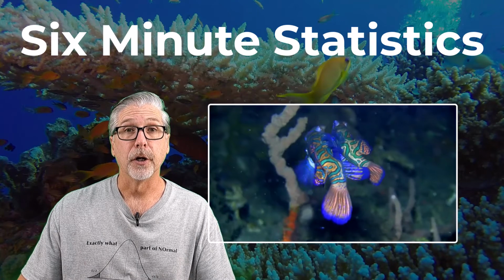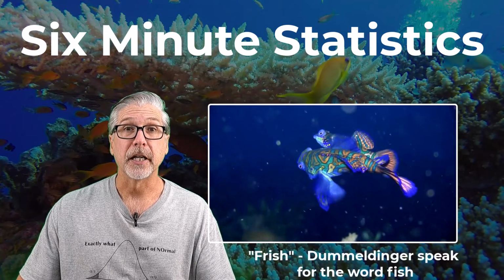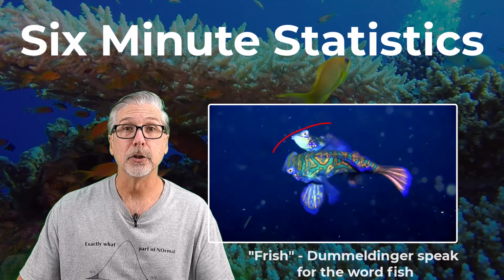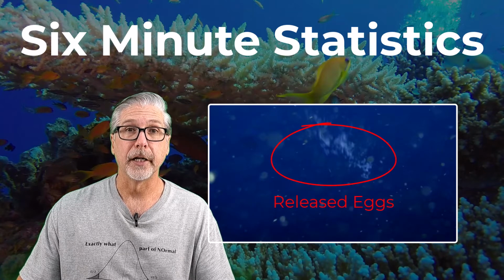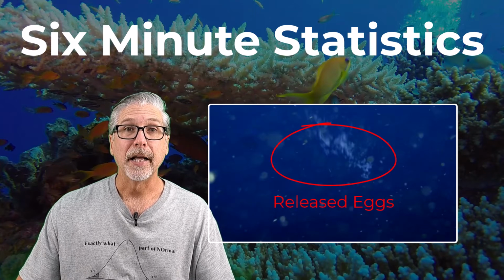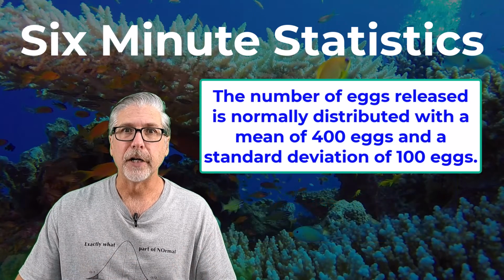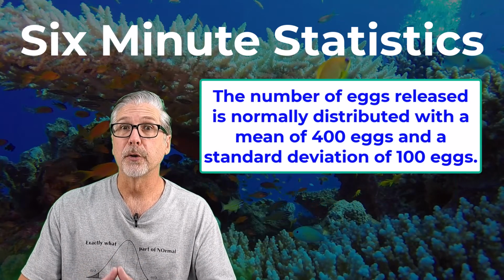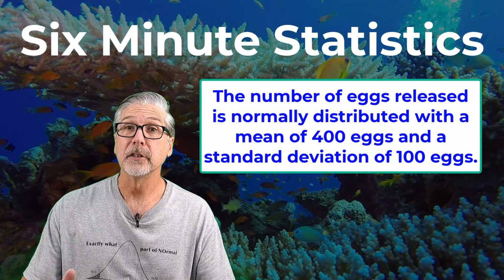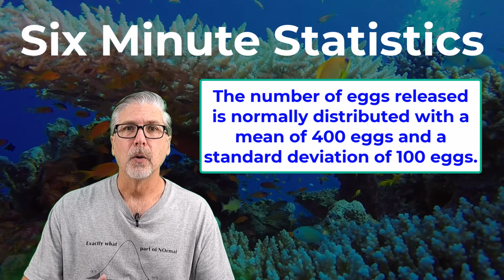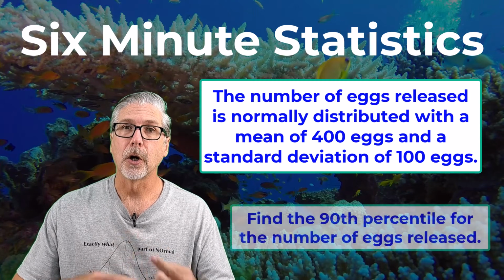In an earlier video, I suggested to you that when the green mandarin fish spawn, they release an average of 400 eggs into the water. Let's say I also know that the standard deviation for the number of eggs spawned is 100 and that the distribution is normally distributed. In an earlier video, I could have asked you, what's the probability that more than 300 eggs will be released? Find the probability that between 500 and 600 eggs would be released. You know, the typical probability problems. Here in this video, we're going to turn it around.